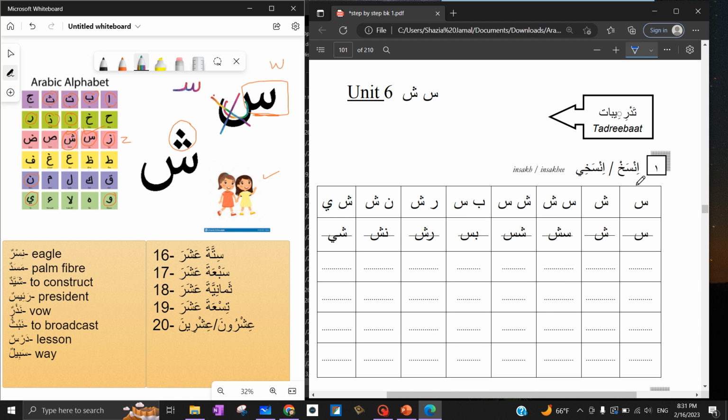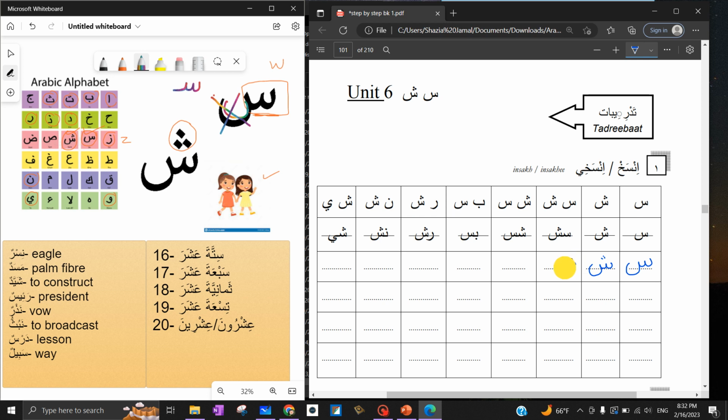Now let's see the writing practices. This is exercise number 1. Insakh means to copy. So seen, now they have given both the seen and sheen so that you don't get confused and know the difference between seen and sheen, in writing and also in speaking pronunciation. So seen with the pot belly down, we have learned this. It's similar, with the pot belly down and with three dots.